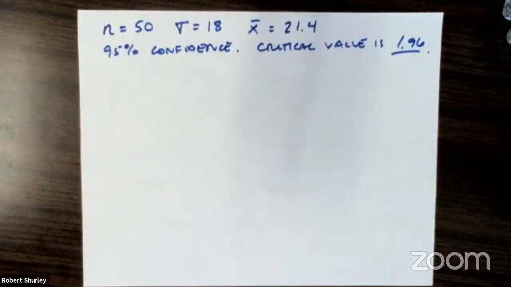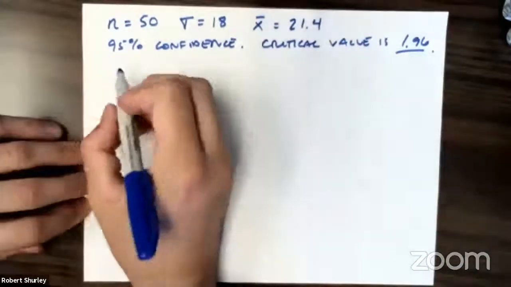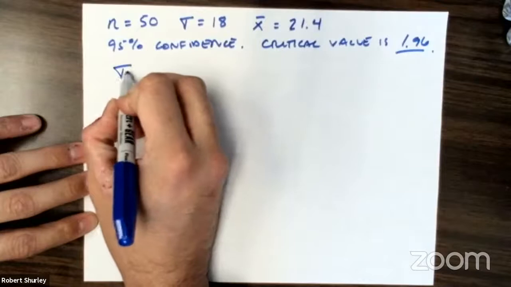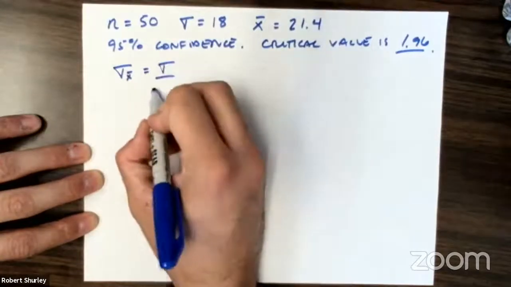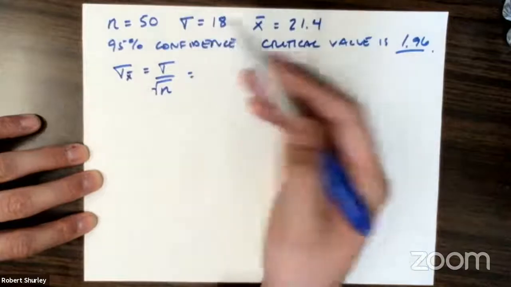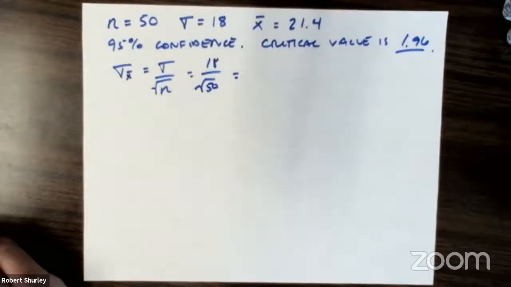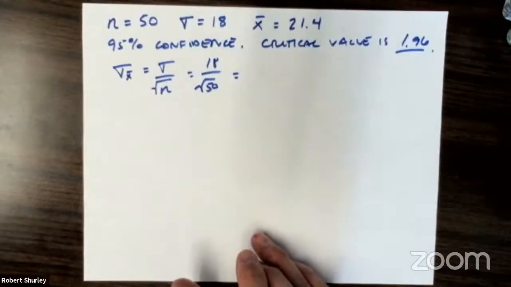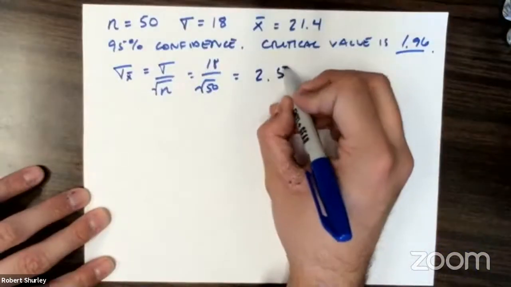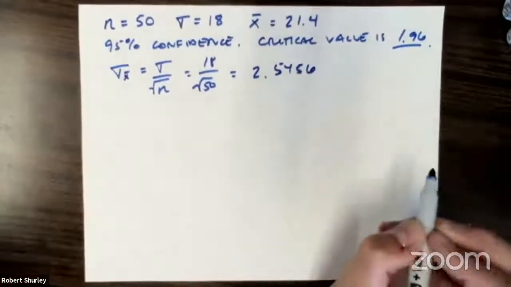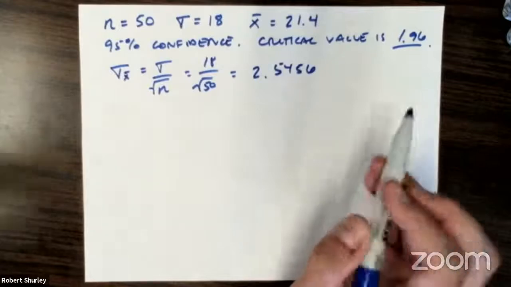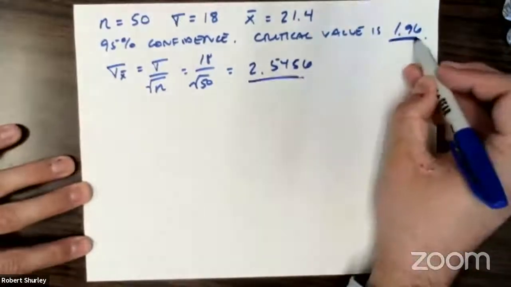Okay, I'm going to start down the path. Before we can do anything, we've got to find the standard error, which is the population standard deviation over the square root of the sample size. So 18 over the square root of 50. I'm going to do that in the calculator. Okay, 2.5456.